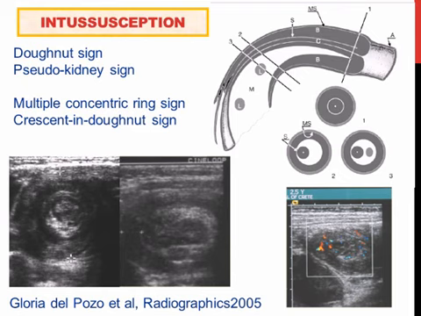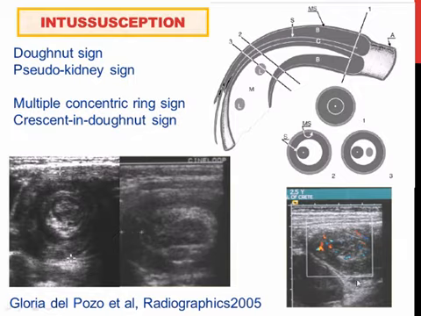They can be encountered in a lymphoma as well, and look for signs elegantly described by Pozzo in Radiographics, because now we have better machines and we can see the multiple concentric ring signs with bright lines representing the kissing serosa on different sides of the intussusception, or the crescent in donut sign of the trapped mesenteric fat inside the mass of the intussusception, or identification of small lymph nodes inside the intussusception.